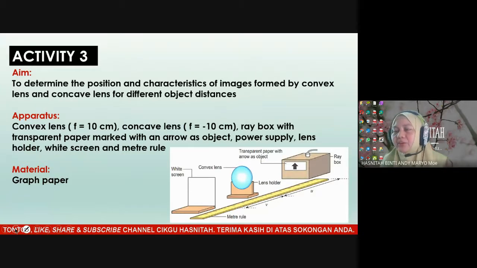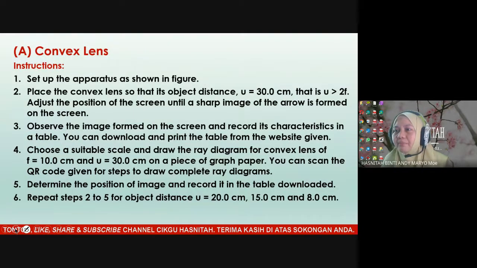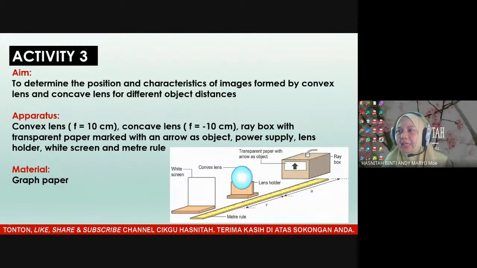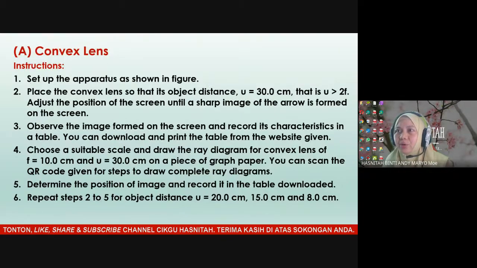This one is the activity related to this: how to determine the characteristic of image. And this is all the apparatus required. We need a convex lens, a concave lens, a ray box, and transparent paper marked with an arrow as an object. So we draw an arrow here as our object, and inside is a ray box. This activity is normally conducted in a dark room. You can read the setup.